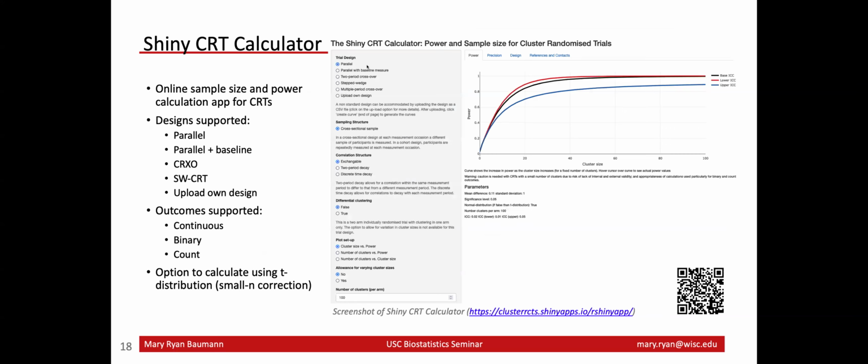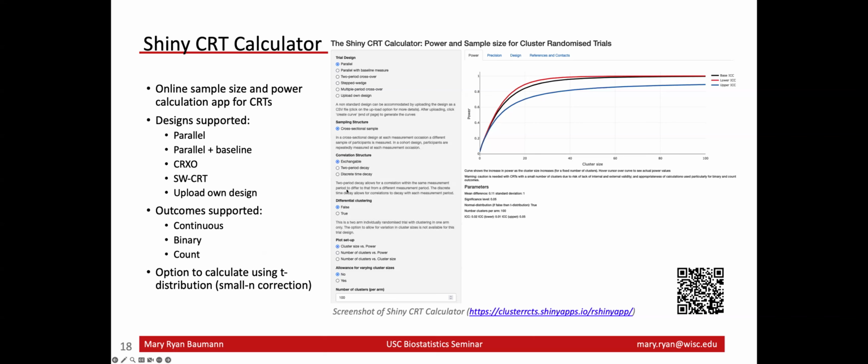The second one I wanted to talk about was the Shiny CRT Calculator, which was released by Carla Hemming and others. And this is an online sample size and power calculation app for the main effects in cluster randomized trials, where it supports multiple types of trial designs, multiple types of outcomes, and gives you the option to calculate using some limited types of small n corrections.